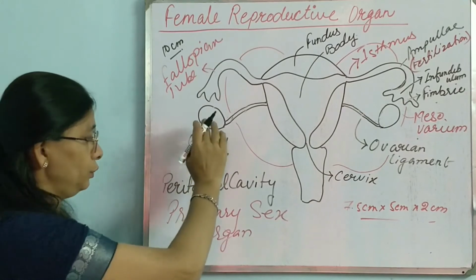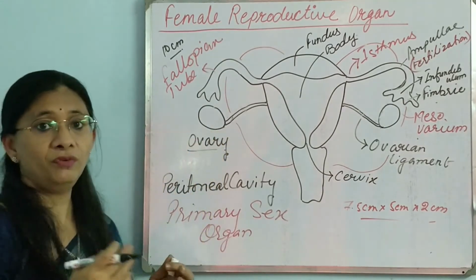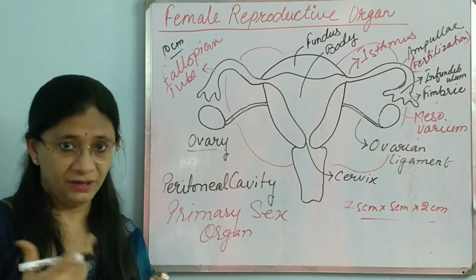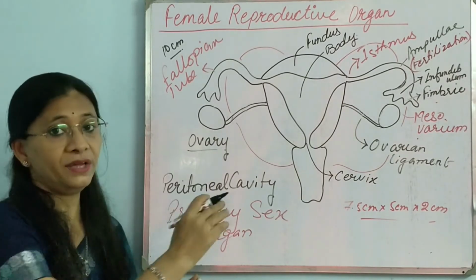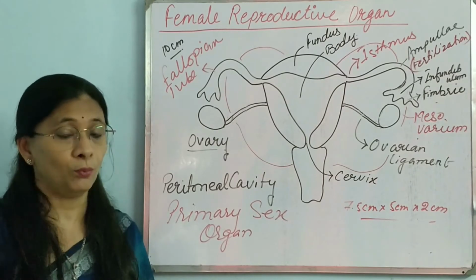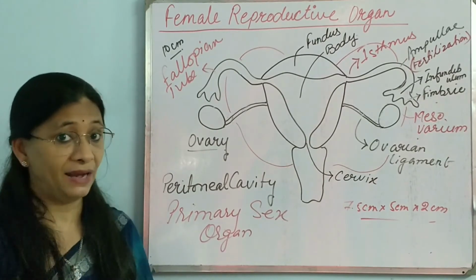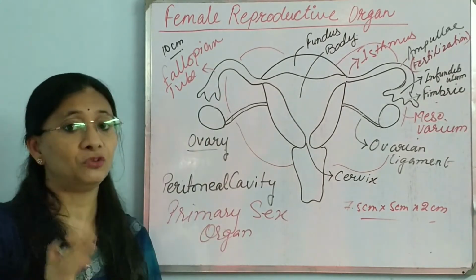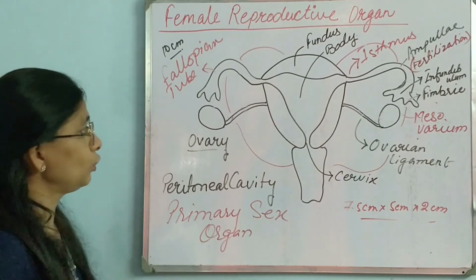Now, as I have told you, the main function of the ovary is to develop and release the egg, and another important function is to release hormones. The female hormones, which are estrogen, progesterone and relaxin, are released by the ovary. Those things we'll talk about later.